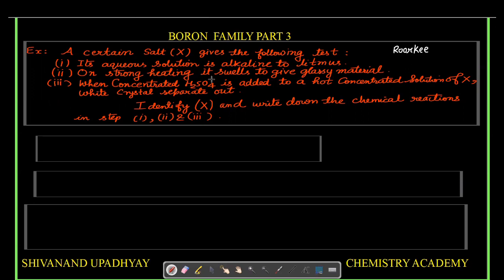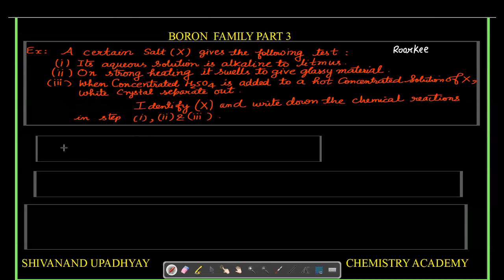When concentrated sulfuric acid is added to a hot concentrated solution of X, white crystals separate out. Again, we have discussed that because of that reaction, a strong acid will displace weak acid. And boric acid, when it is cooled down, will crystallize out, right? So crystals separating out means boric acid. Identify X and write down the chemical reactions in steps 1, 2, and 3. So let us revise this.